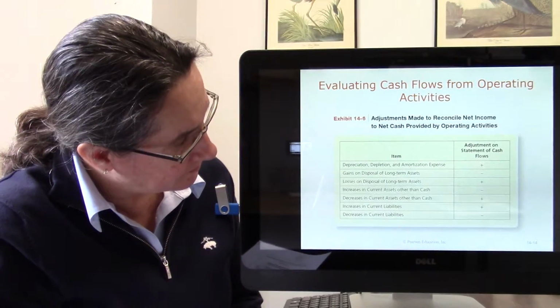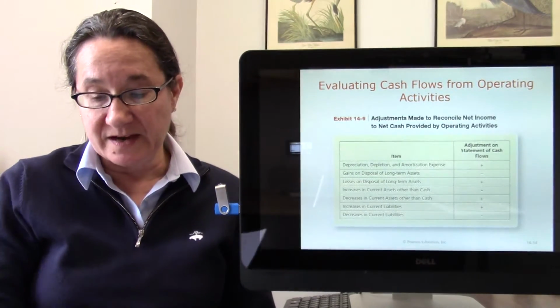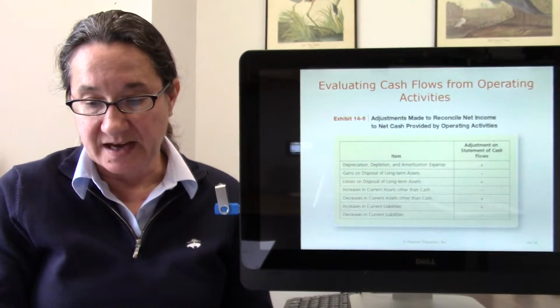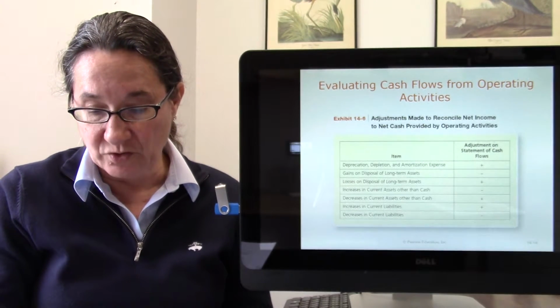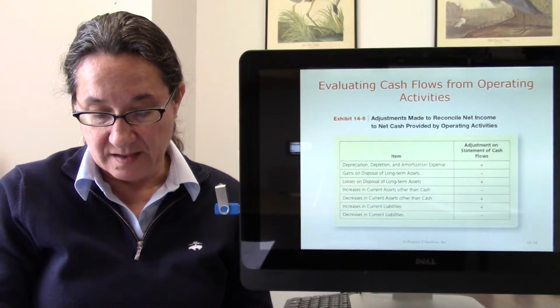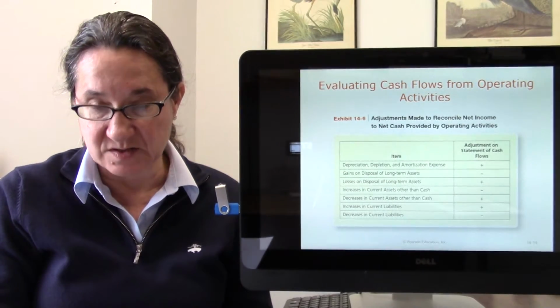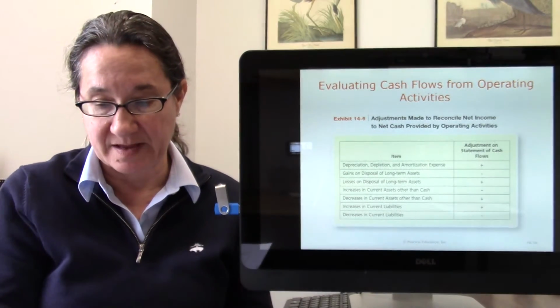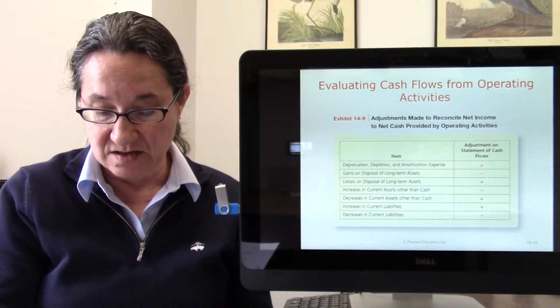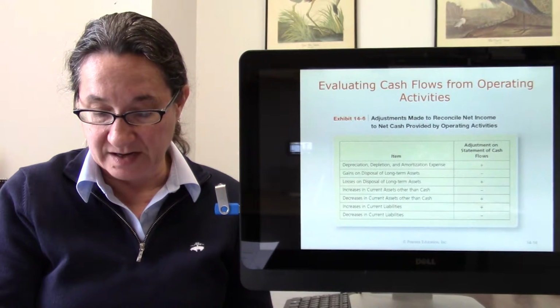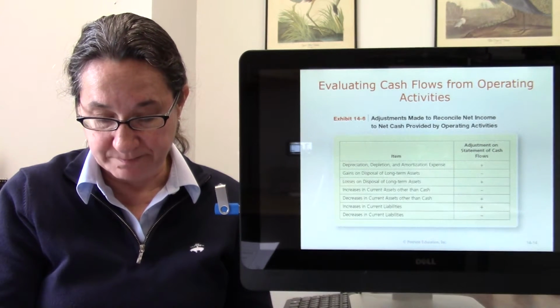All right. So what do you think about when you think about cash flows from operating activities? Always start with accrual basis net income. Then you add back all non-cash expenses. These are the steps for the operating activities section. Add back all non-cash income, subtract gains from net income, and add losses.